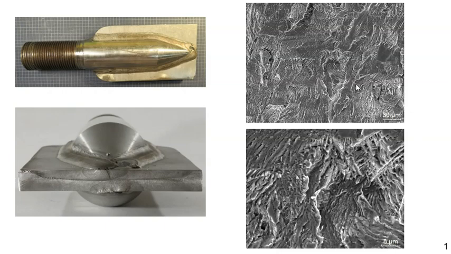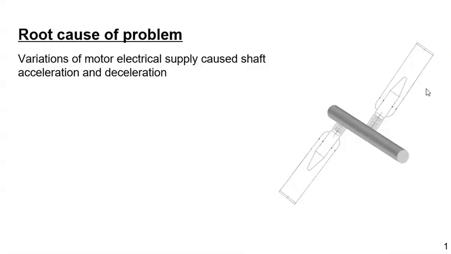And these fracture features indicate that the material was subjected to high cycle fatigue and that the material indeed fractured due to high cycle fatigue. So this information helped point in the direction of where the root cause may lie. We had to determine where the fatigue stresses were coming from. Well, the only possible source was acceleration and deceleration of the motor shaft in the equipment.